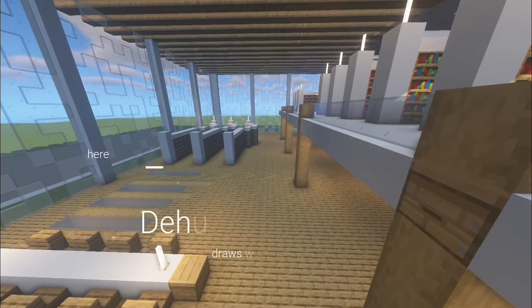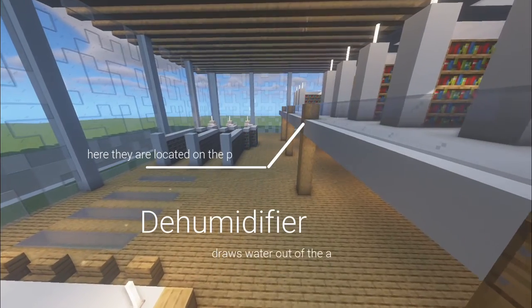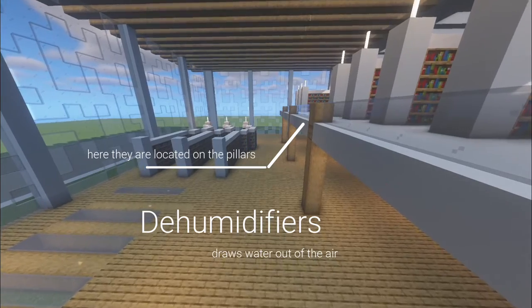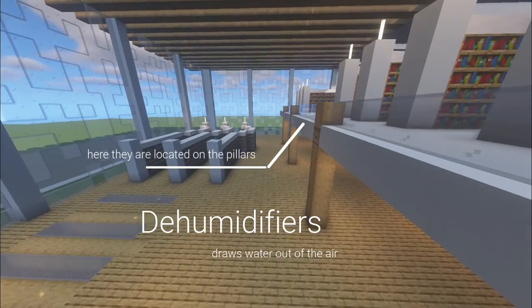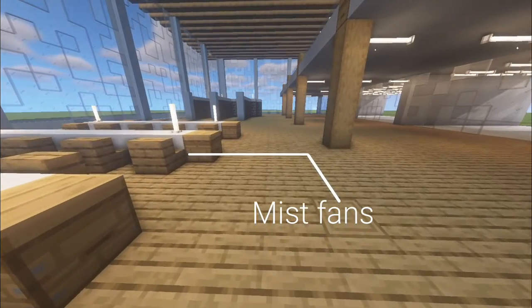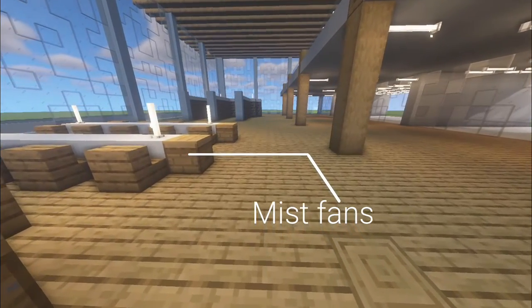So the solution we came up with was dehumidifiers and mist fan systems. The temperature of a room is significantly reduced when the humidity is reduced, giving the sensation of a cooler environment. The water collected from the machine can be used for mist fans for additional cooling.